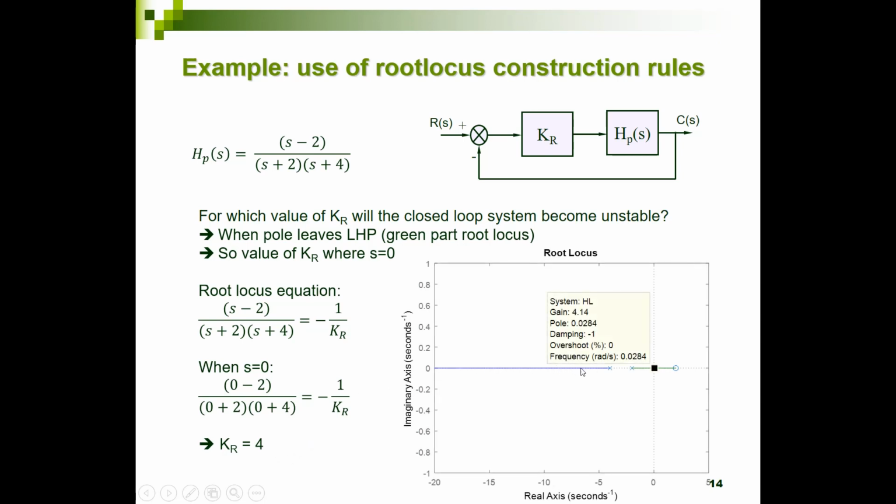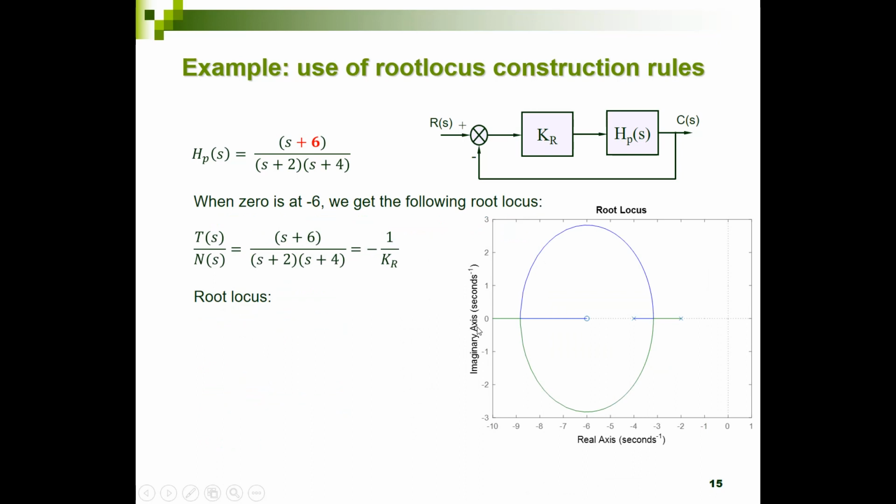We can also indicate that point in MATLAB by putting a cursor over here, and then you see that MATLAB also calculates the corresponding gain. Note that the resolution is not exactly the right spot in which instability occurs, because the pole is not exactly in the origin, but it indicates that at a gain of 4, my system becomes unstable.